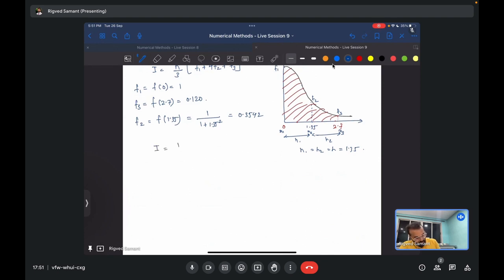I is equal to 1/3 times 1 plus 0.120 plus 0.3542. Therefore I is equal to 1.5128. Sorry, that was the previous answer. The answer would be 1.1418.